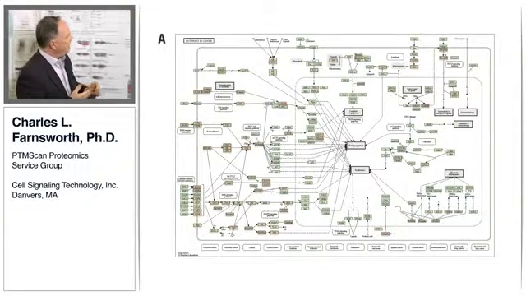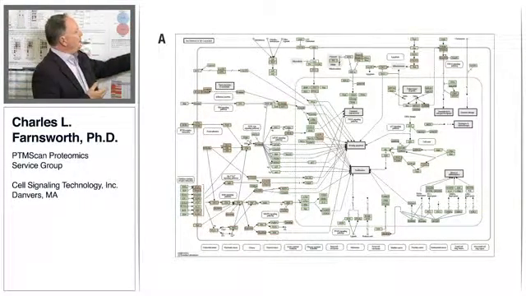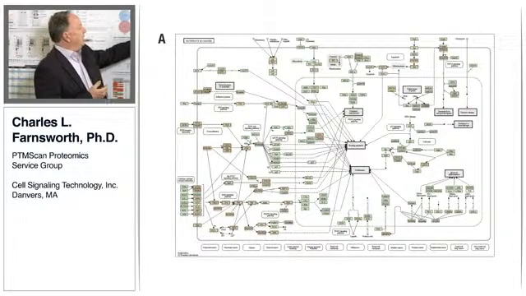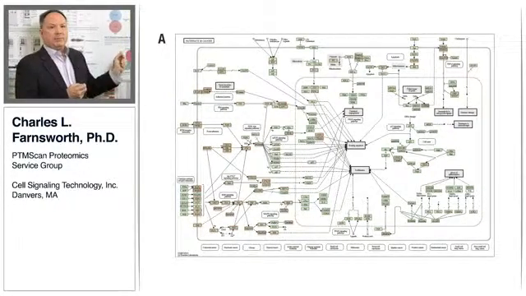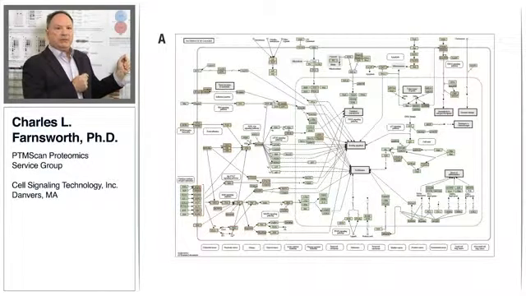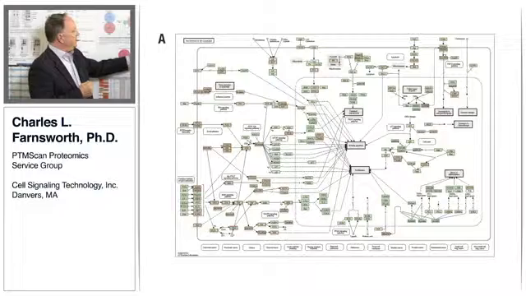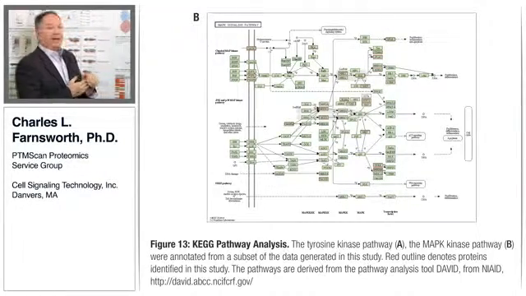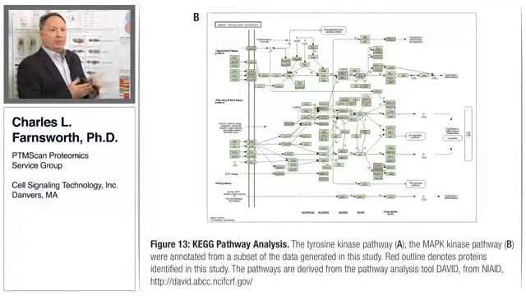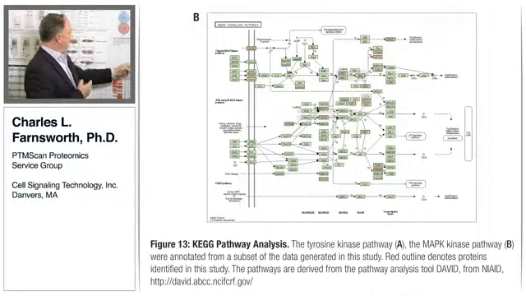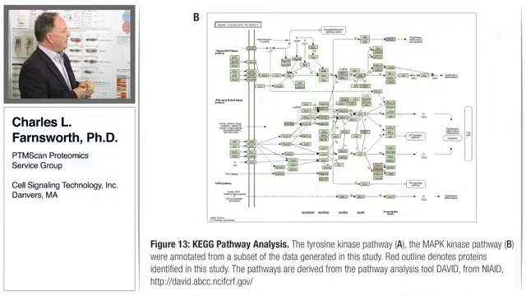So for example, here in figure 13, we can see the phosphotyrosine cancer pathway populated in red by proteins that are shown to be changed in phosphorylation with our study. And likewise, we can see in panel B, the MAP kinase pathway is well populated using the proline mix of antibodies that I showed you here in figure 11.